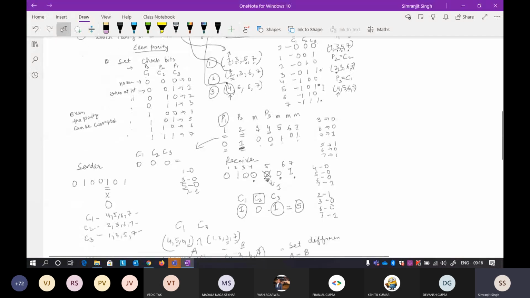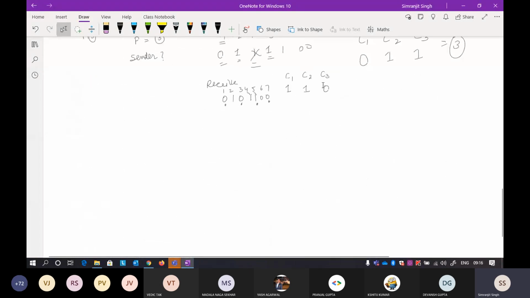Keep that in mind. Now if I take another case where there are 5 bits, I do not have to remember anything. Suppose there are 5 bits here. Then the total cases will be 2 raised to the power p, which is m plus p plus 1.